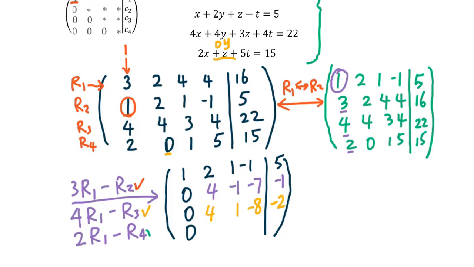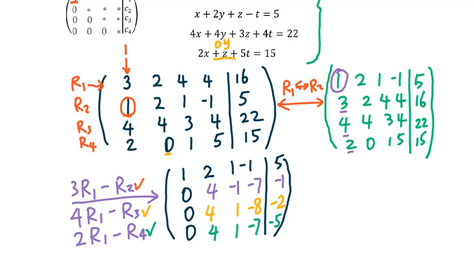And we go to this operation: the first row times 2 minus row 4. So you get the 4 here. 1 times 2 minus 1 is 1. -1 times 2 minus 5 is -7. 5 times 2 minus 15 will be -5.